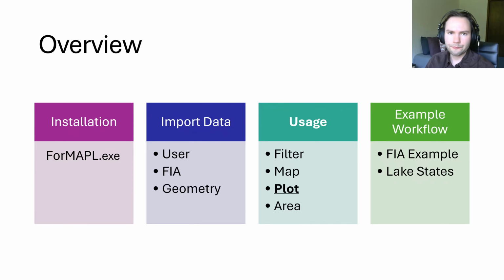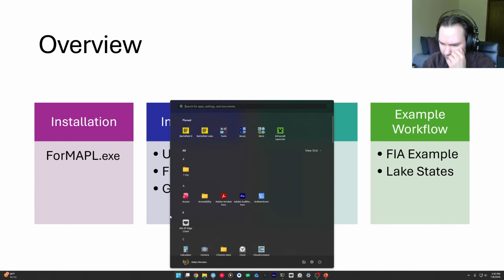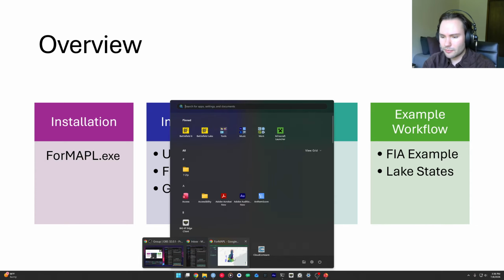Hello, in this video, we'll be going over plotting your data. We'll be continuing from the last tutorial, which was the mapping. We have the New Hampshire data, some polygons selected, and we'll plot the data using ForMaple's plotting functionality. Alrighty, so let me go ahead and open up my ForMaple here.